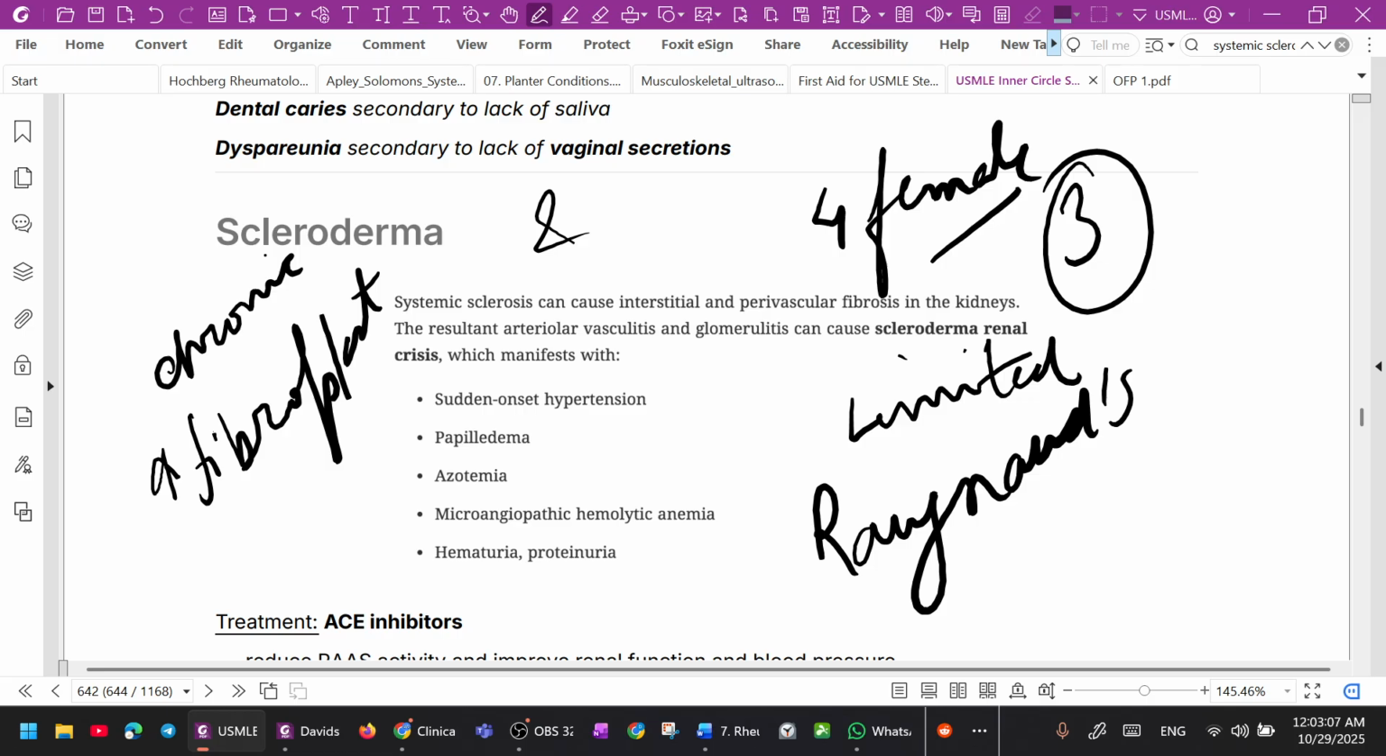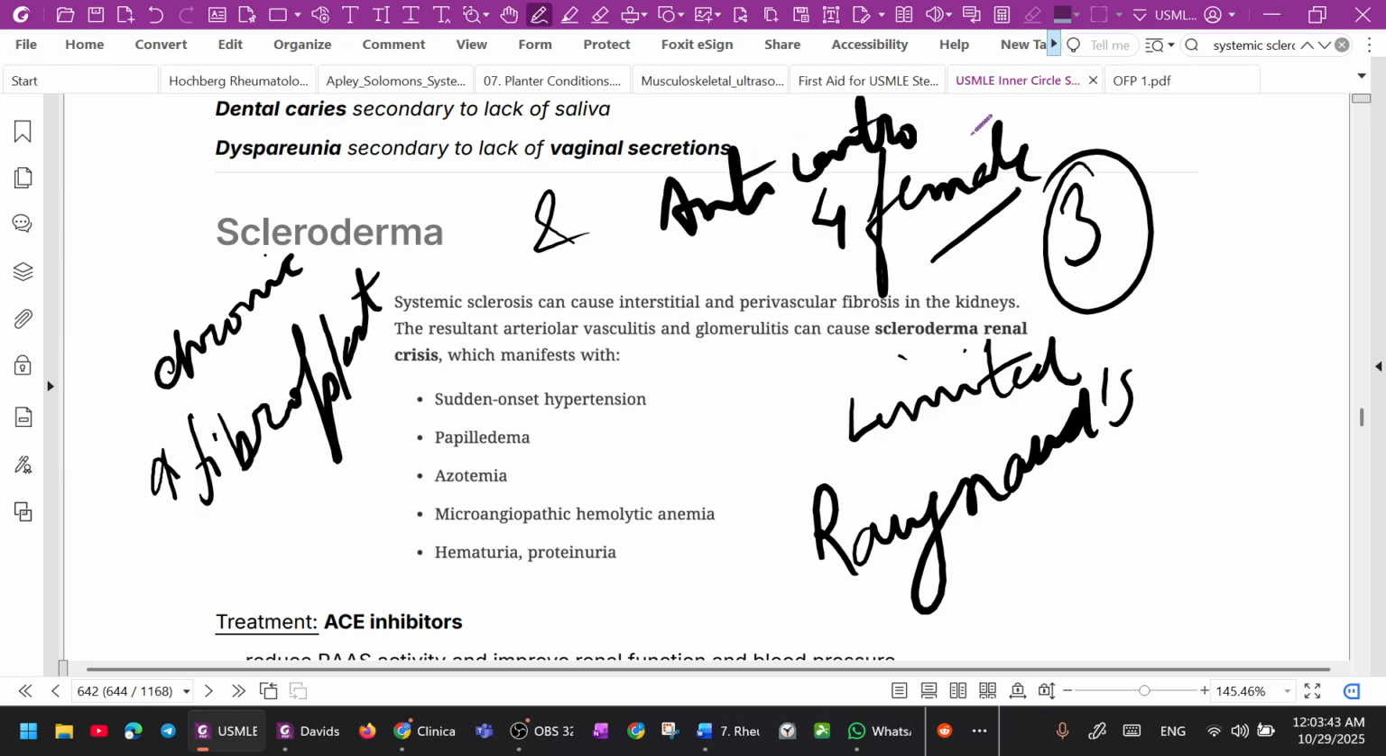In the face there is perioral skin tightening with decreased oral aperture and furrowing around the lips, and dry mucous membranes. Periodontal disease with regression of the gums and loosening of the teeth, and there may be telangiectasia on the lips and the tongue.